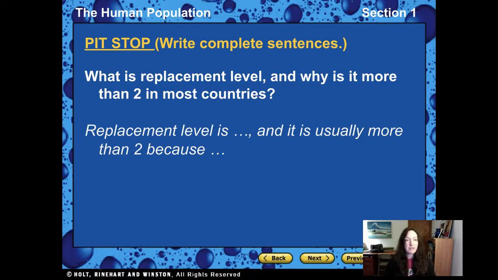So for your next pit stop here, what is the replacement level and why is it more than two in most countries? Again, please pause the video while you answer this question.